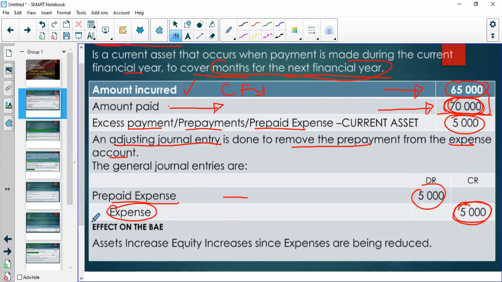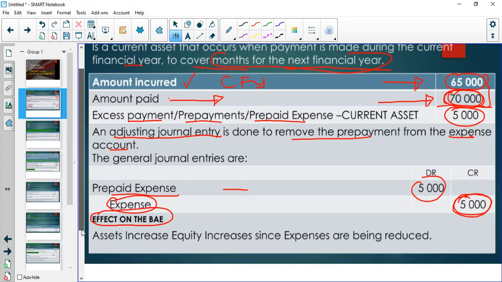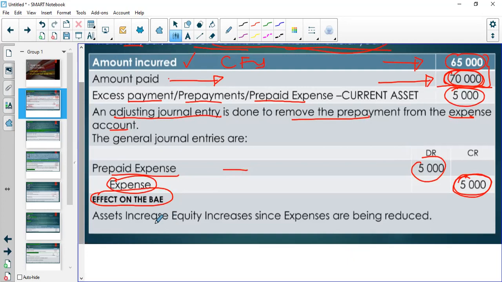So the effect of a prepaid expense on the basic accounting equation is that it's going to increase equity. All right, since expenses are being reduced. So our assets increase, right? Our equity also increases. There's no effect on liabilities. So if you pay in advance, the adjusting journal entry all the time using the general journal is: debit the prepaid expense, credit the expense account.